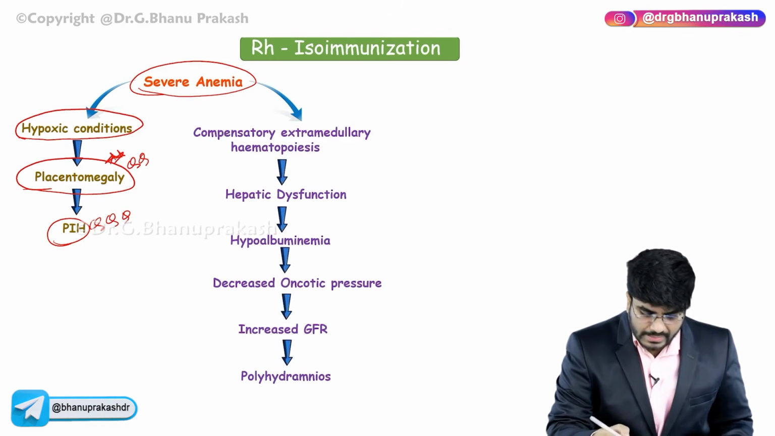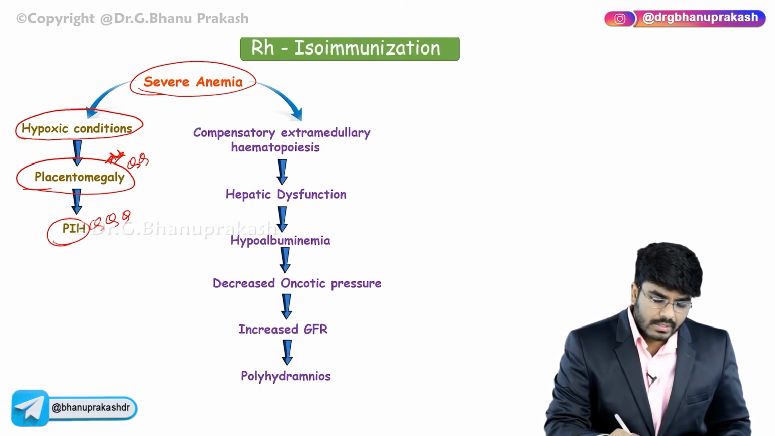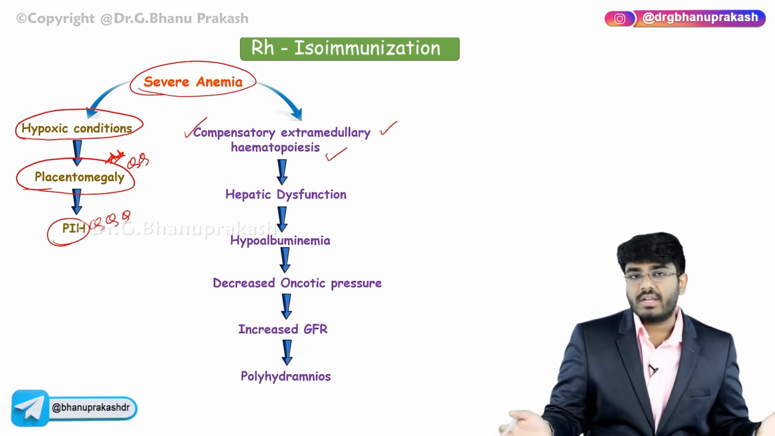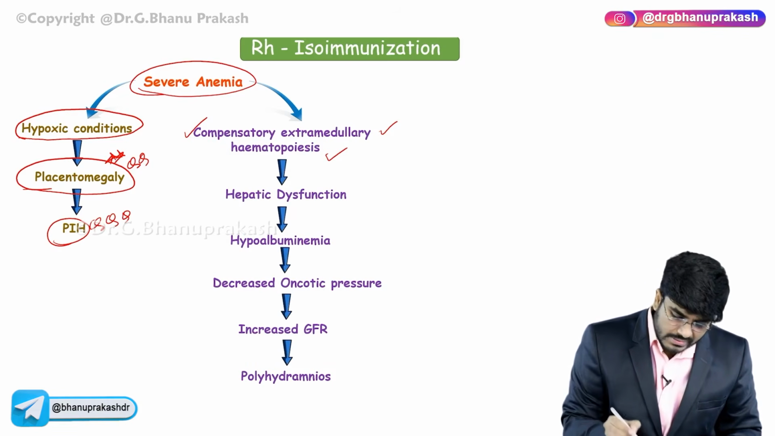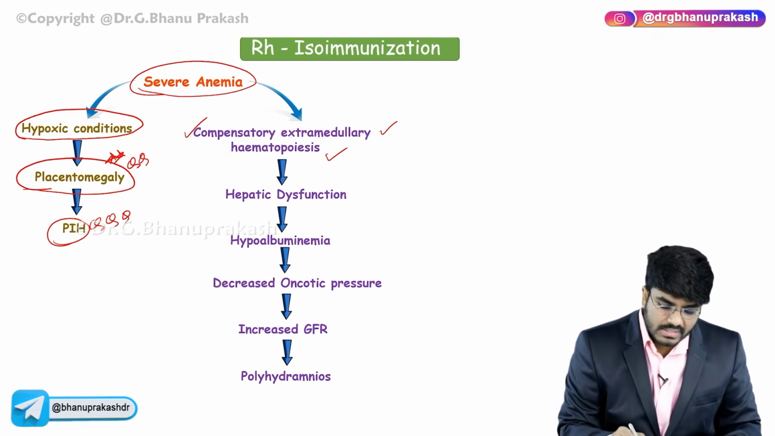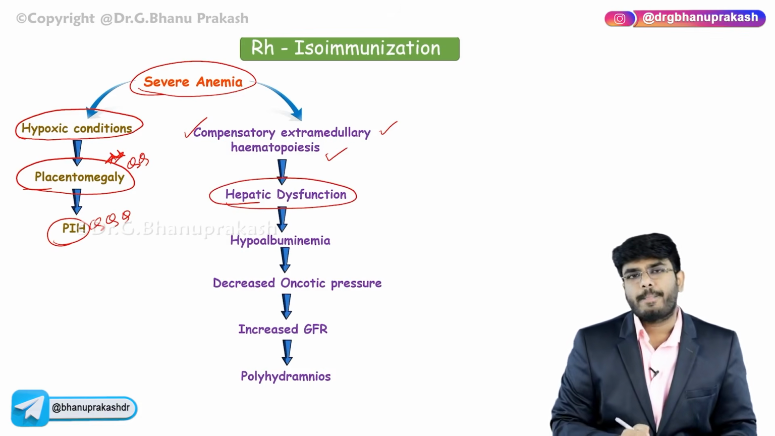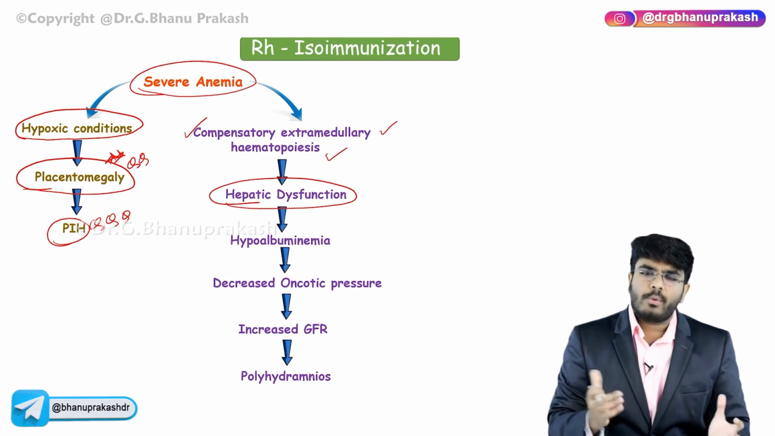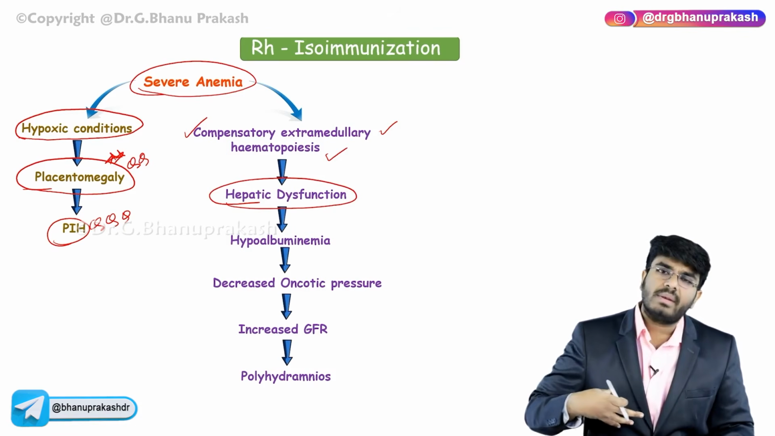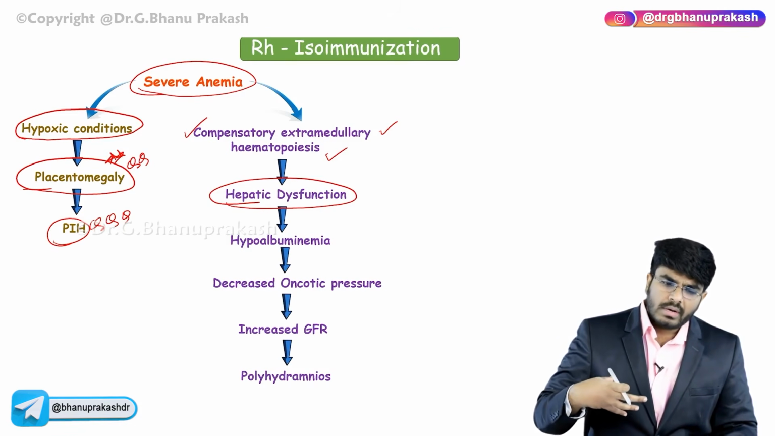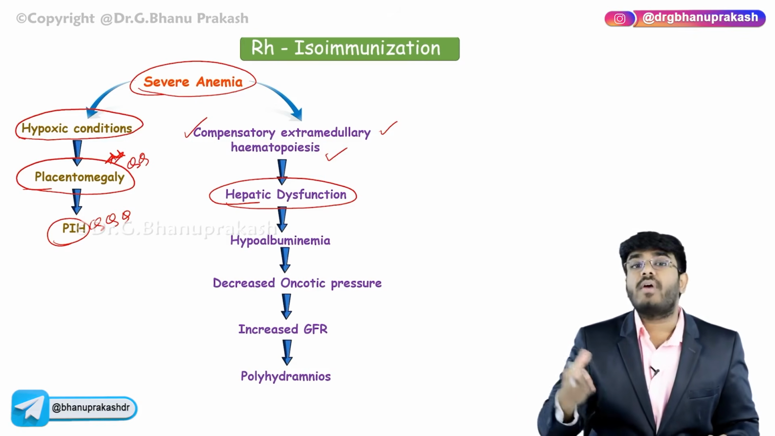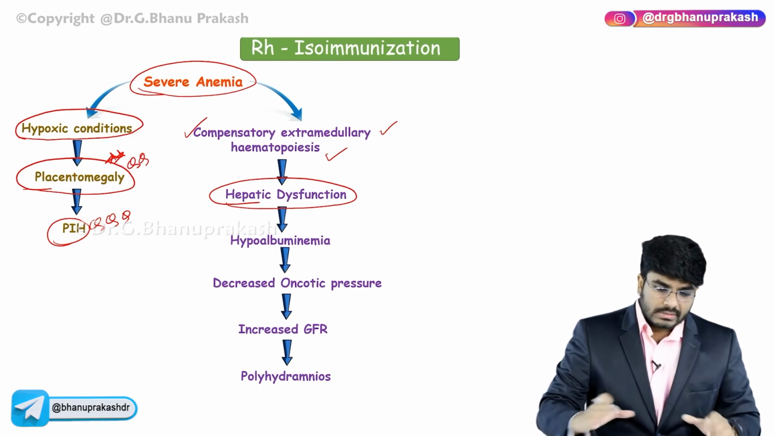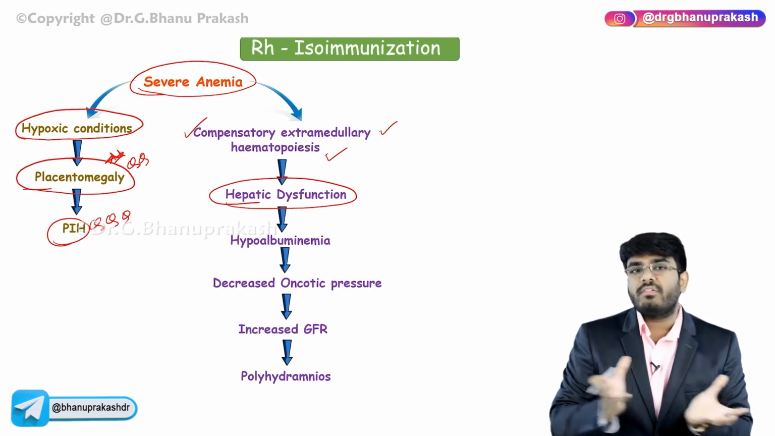Now, this severe anemia is leading to compensatory extramedullary hematopoiesis. We have already seen that. Now, during this compensatory extramedullary hematopoiesis, there can be hepatic dysfunction. You can ask me, why, sir? See, where is extramedullary hematopoiesis happening? It is happening in the liver. Now, the liver, instead of doing its own duty, is producing RBCs. So, the intrinsic functions of the liver are gone.